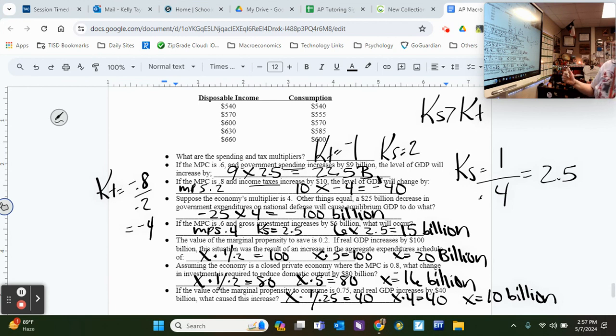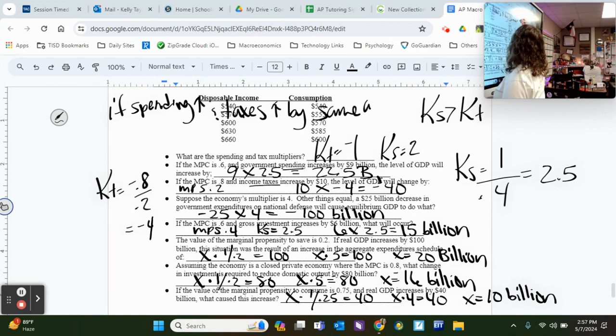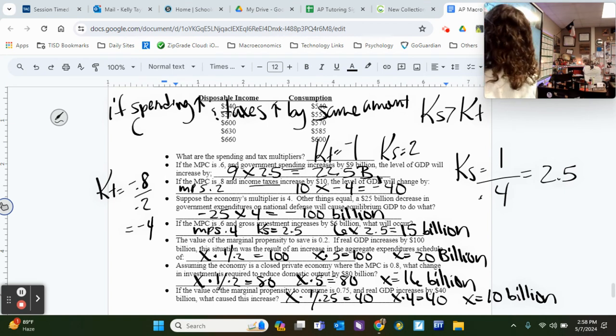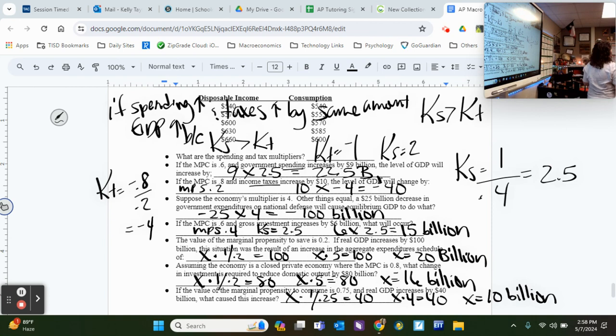So if spending goes up and taxes go up by the same amount, GDP is going to go up because the spending multiplier KS is greater than KT. Because the spending multiplier has a bigger impact, they don't cancel each other out completely. The spending is going to increase GDP more than higher taxes decrease GDP. So GDP overall is going to go up.